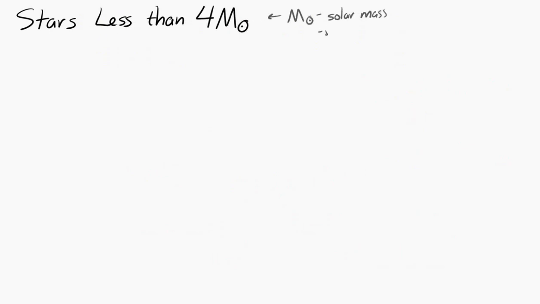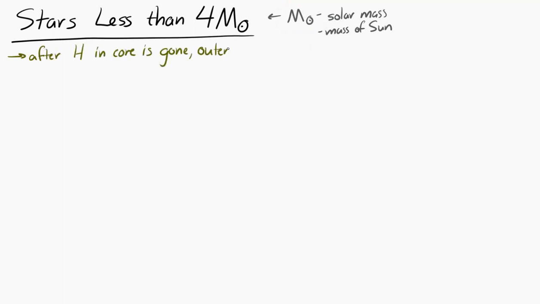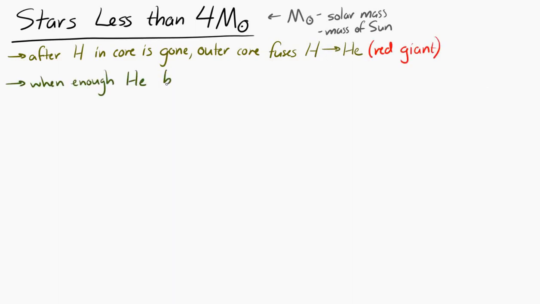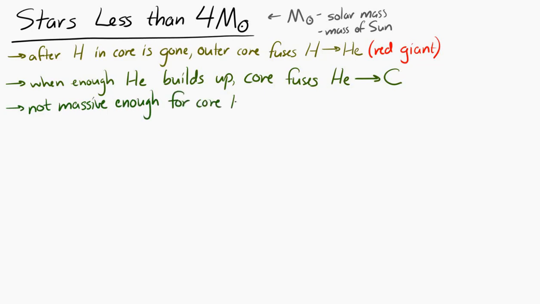Now back to stellar evolution. For stars with less than 4 times the mass of the sun, or 4 solar masses, represented this way, M with a little circle and a dot. These stars, after they've burned the hydrogen in their cores, have an outer core that's fusing hydrogen to helium. And when enough helium builds up in the core, then the core is able to fuse helium into carbon. But these stars are not massive enough to reach the temperatures and pressures necessary to fuse carbon into anything heavier.